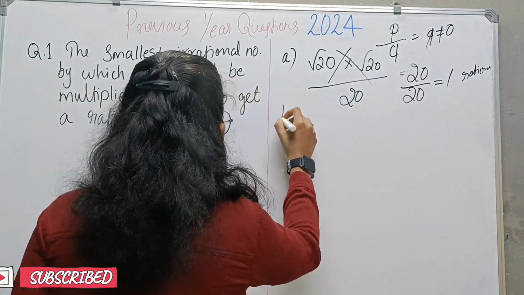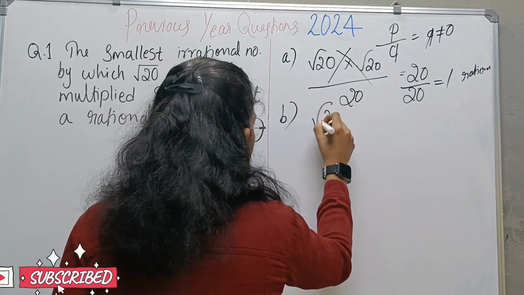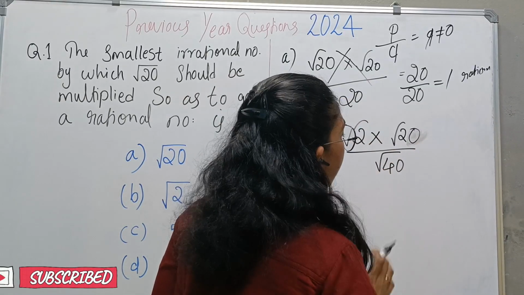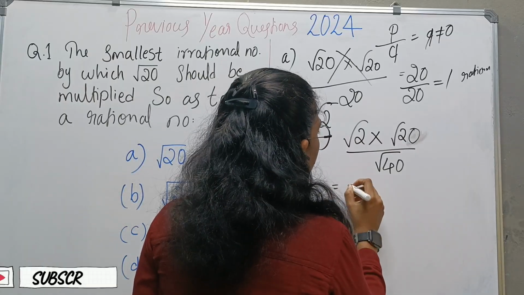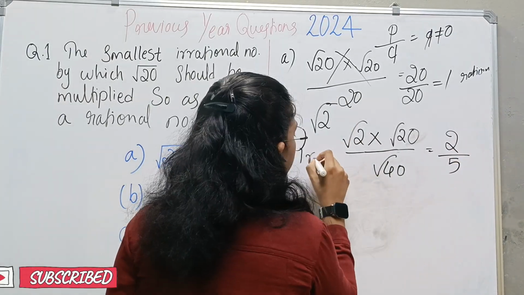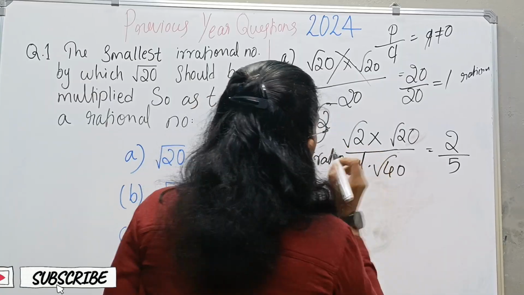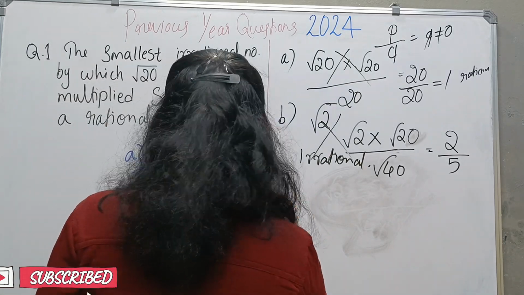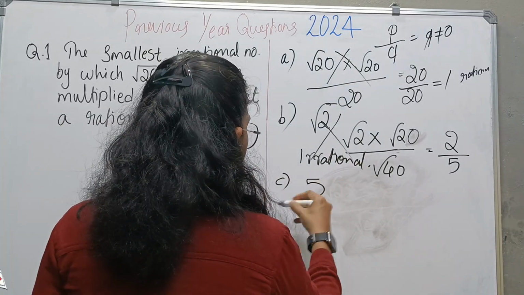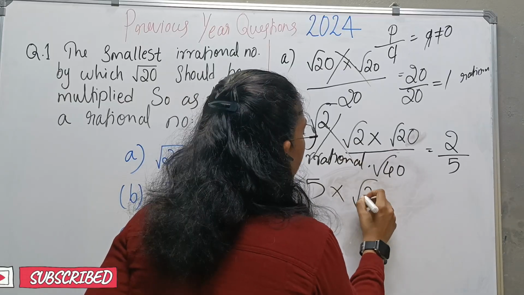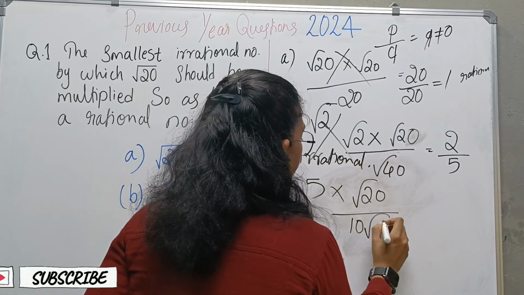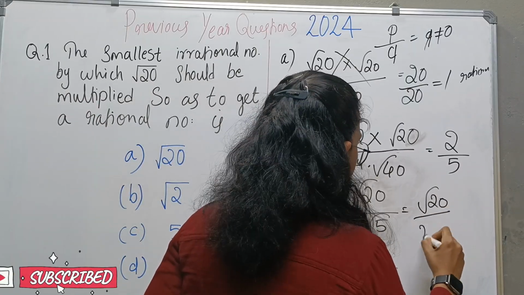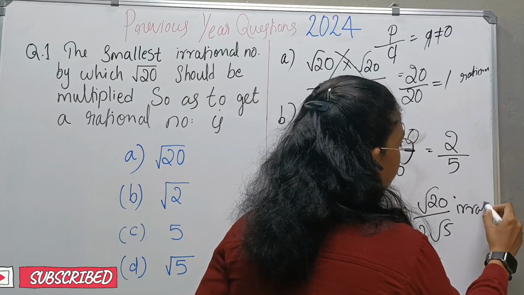Then the next one, root 2. We multiply this root 2 with root 20, giving root 40. What will be the answer? It will be 2 root 10, which is an irrational number. So we can select this answer. Now option C. What is option C? It's 5. Multiply this with root 20, giving 5 root 20, which is 10 root 5, and this is also an irrational number.